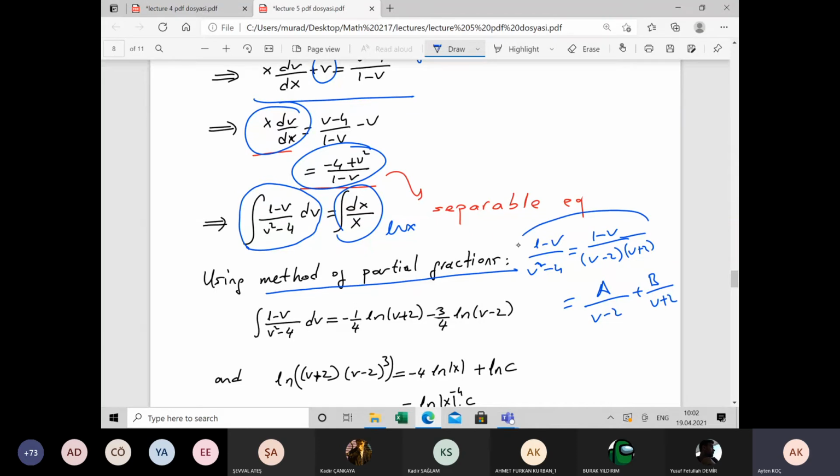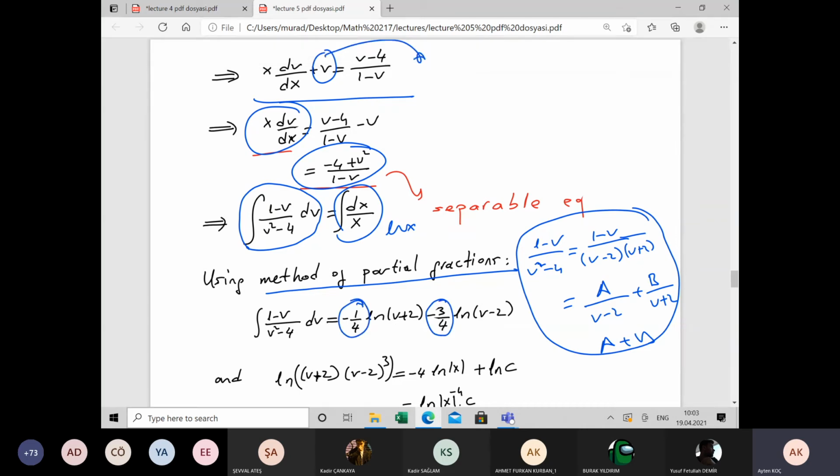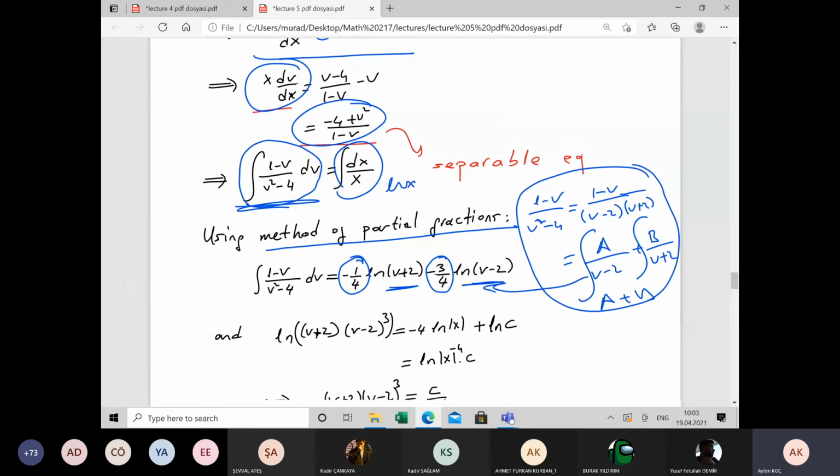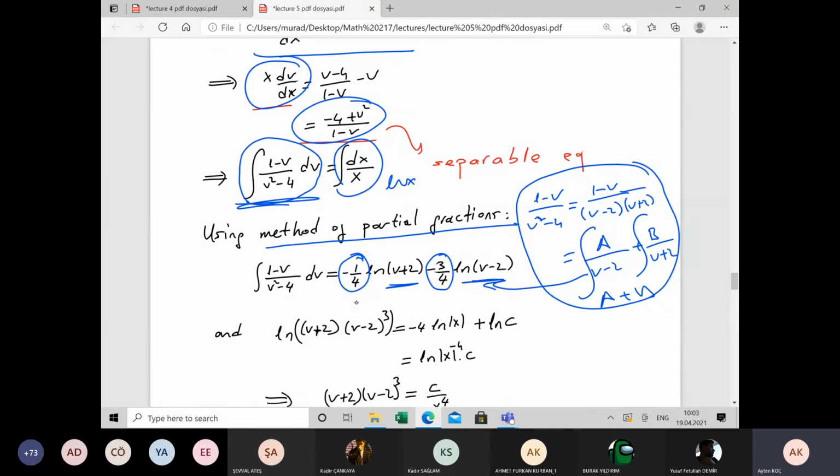We claim that a is minus 3 over 4, b is minus 1 over 4. It's okay. And so this integral is equal to the integral of this one and this one. So we obtain ln of v plus 2, ln of v minus 2. So, and what's this one?